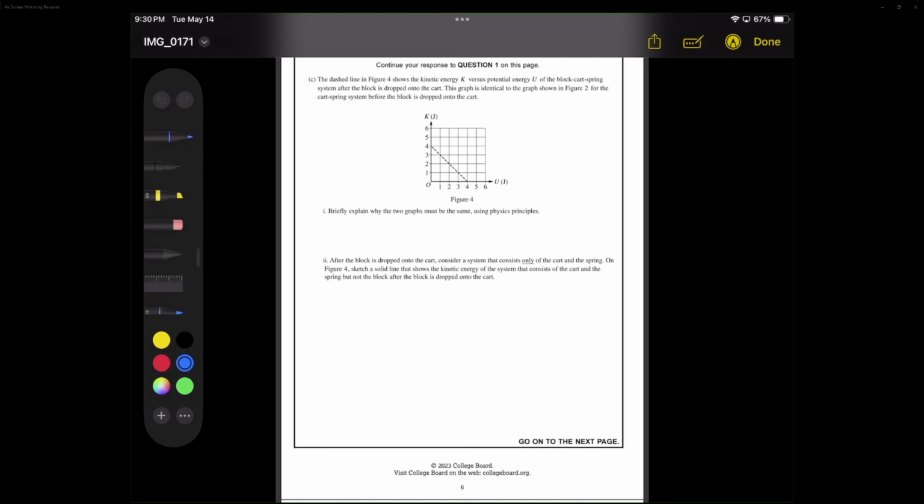Okay, question 3, or part C. The dashed line in figure 4 shows the kinetic energy K versus potential energy U of the block cart spring system after the block is dropped onto the cart. This graph is identical to the graph shown in figure 2 for the cart spring system before the block is dropped onto the cart. Briefly explain why the two graphs must be the same using physics principles.